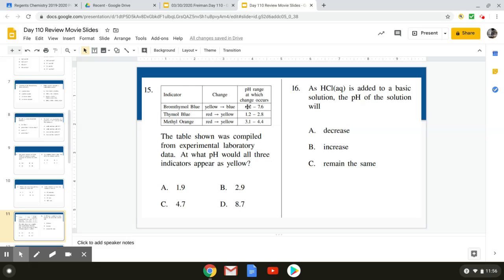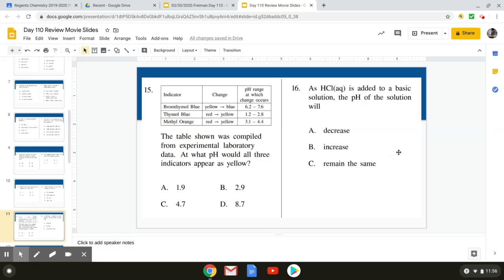So yellow would be less than 6.2 in bromothymol blue. Yellow would be greater than 2.8 in thymol blue. So we've got bromothymol blue being less than 6.2, thymol blue being 2.8 or greater, and methyl orange yellow at 4.4 or greater. So now we're looking at a range somewhere between 4.4 and 6.2. Anywhere in that range, we have choice C, 4.7.